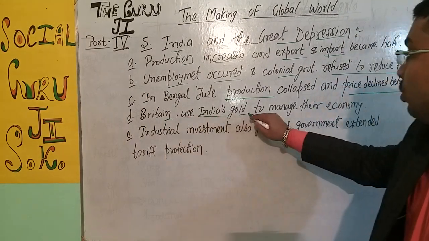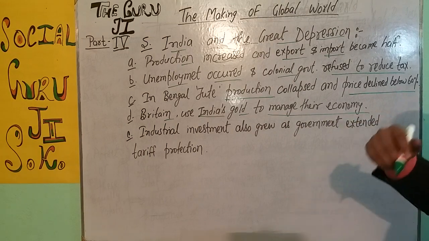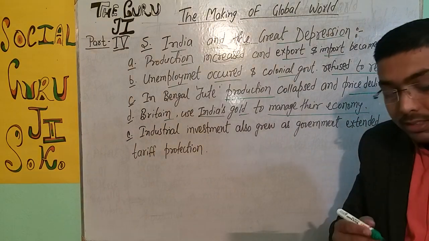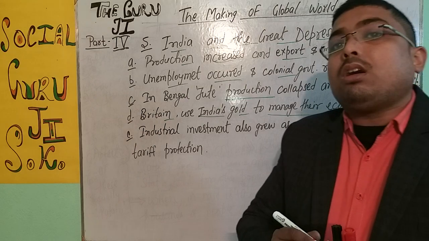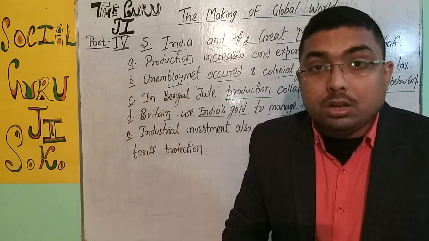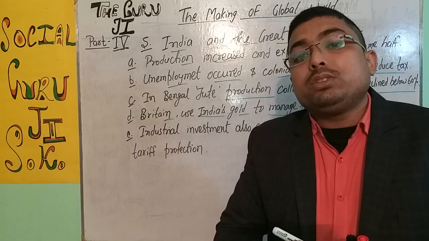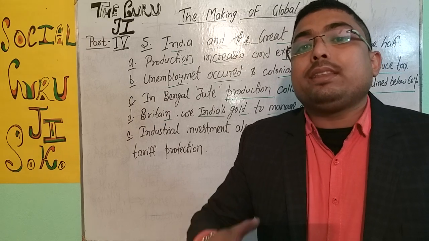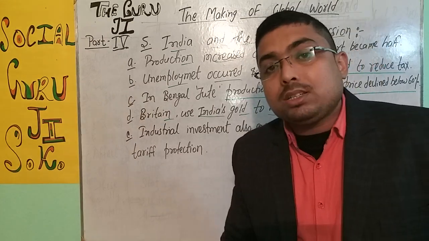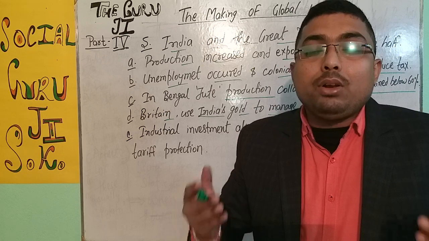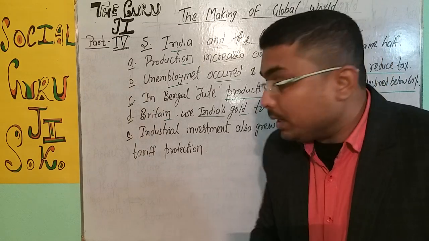Britain used India's gold to manage their economy. Very cleverly, because the British government was an exporter of India's precious metal gold, they started using India's gold for maintaining their financial crisis. But Indians gradually had no benefit from this policy.